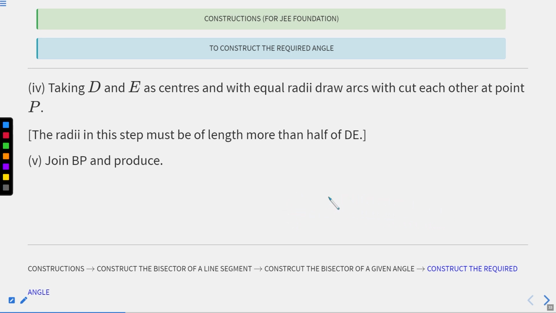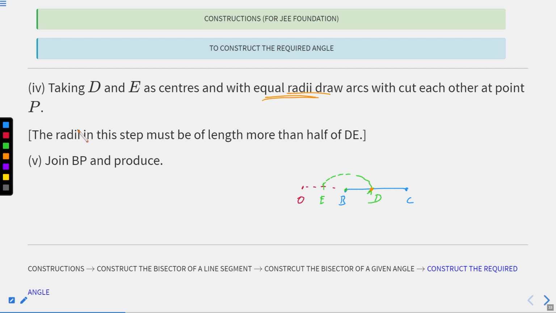Let me draw once again. So B is C, and we produced it at O and marked an arc which cuts here at D and here at E, and taking D and E as centers with equal radii, draw arcs which cut each other at point P. Keep remember this, we will be taking equal radii, drawing two arcs which cut each other.